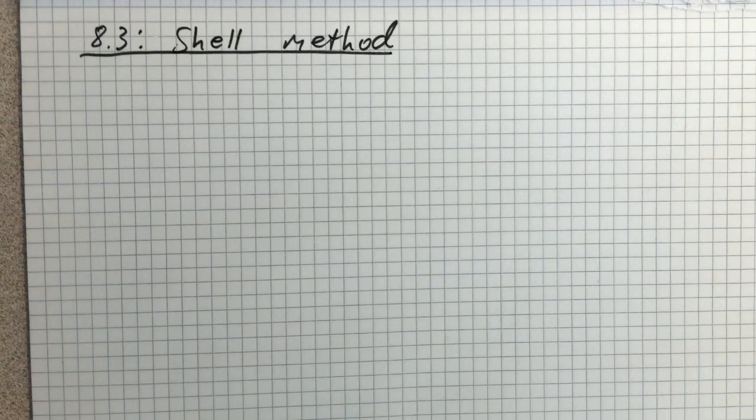All right, let's talk about the shell method. Section 8.3 continues here. The shell method is another way to find a solid that's generated by revolving a region around an axis of revolution.